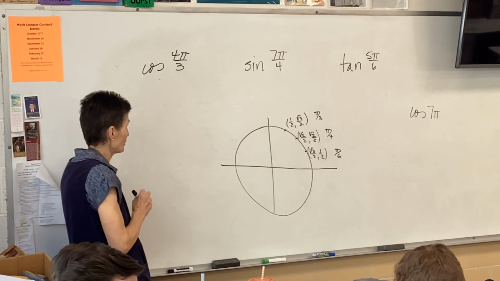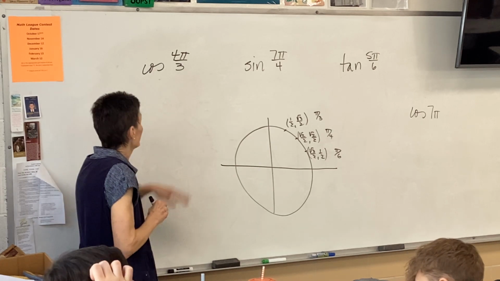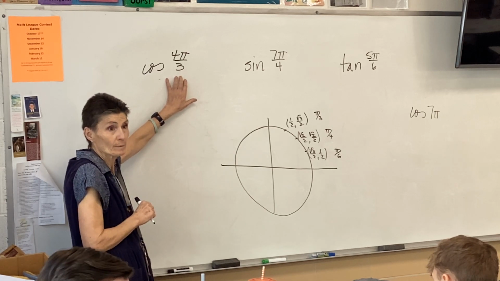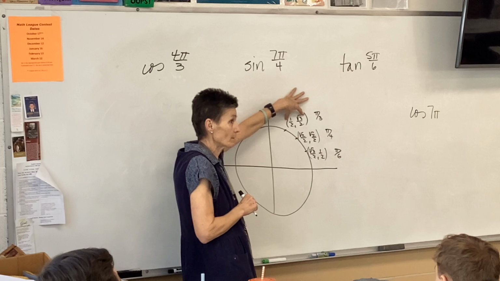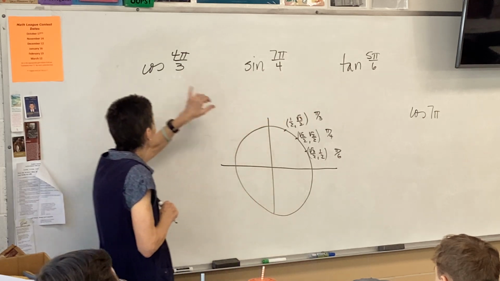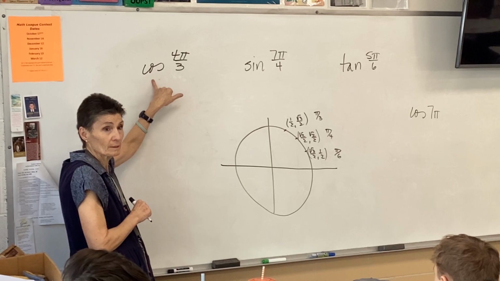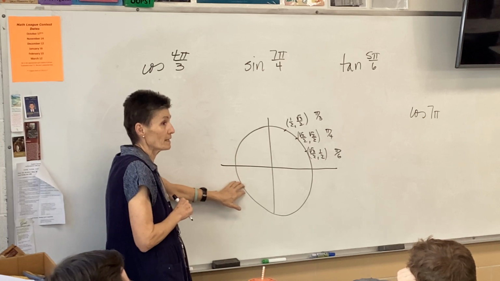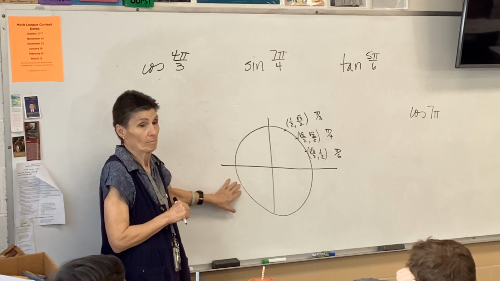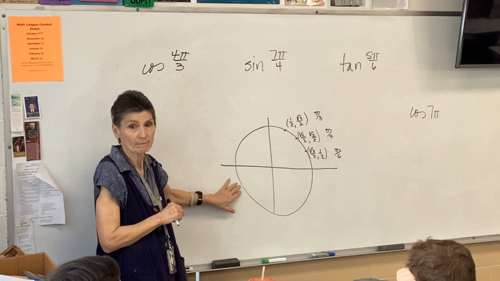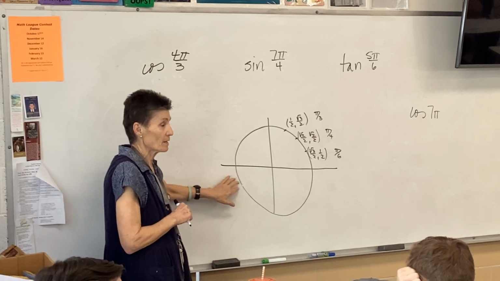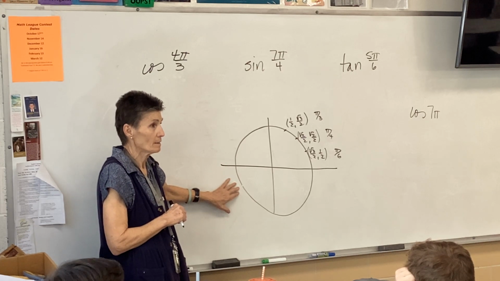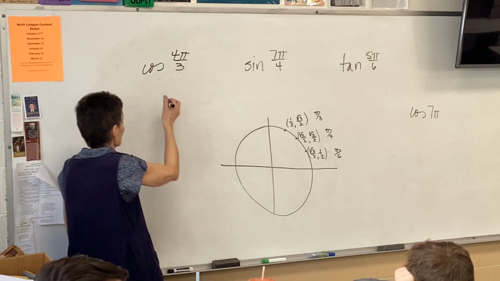All right, let's see what you got. This is a 4 pi over 3, this is a pi over 3 angle. So I'm thinking about this coordinate right here, pi over 3. It's cosine, so I'm thinking about x. And it's 4 pi over 3, so it's bigger than pi. So I'm thinking about quadrant 3. And if I'm thinking about x in quadrant 3, it's negative. The answer is -1/2.